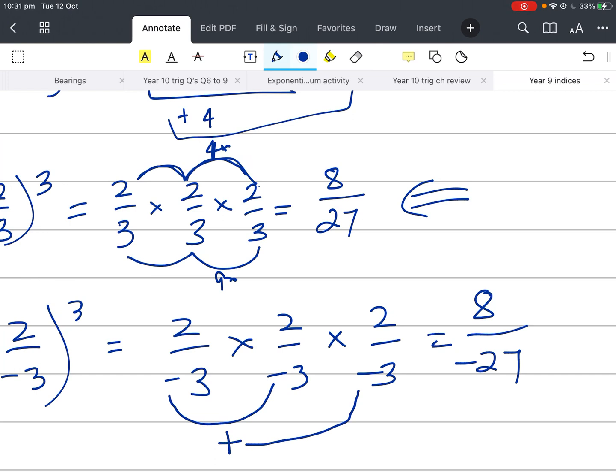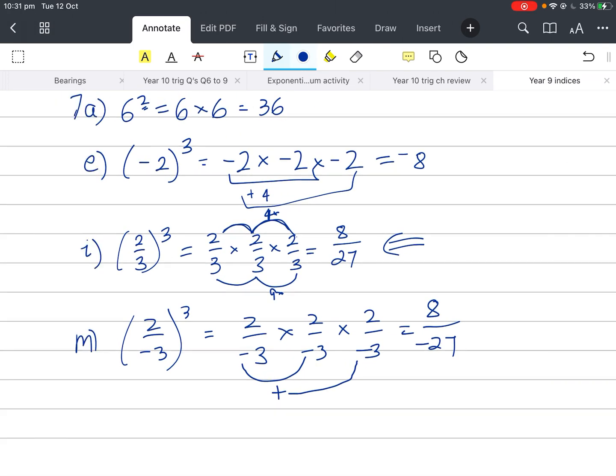Brackets, fraction key, or if you've got a Sharp, you do 2, then the fraction key, then arrow down if you've got a Casio, then a negative, and then a 3, arrow across, close the brackets, press your index key, X to the power of Y or X to the power of box, press a 3, and you get equals 8 over negative 27 or negative 8 over 27. That doesn't make any difference.